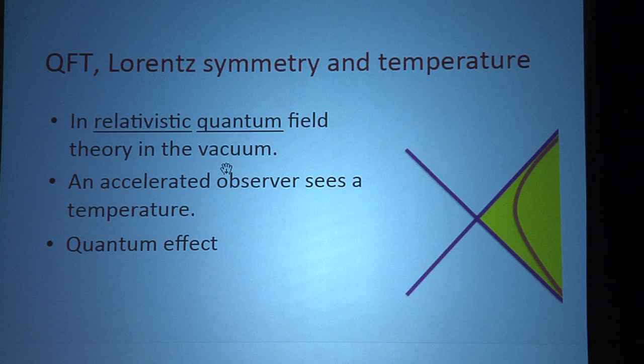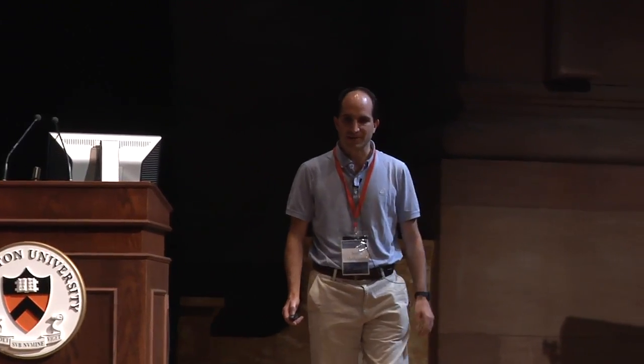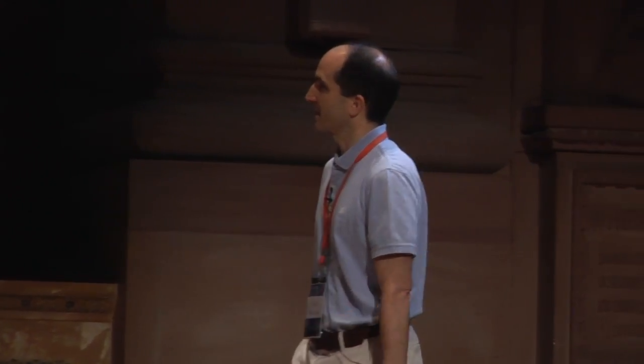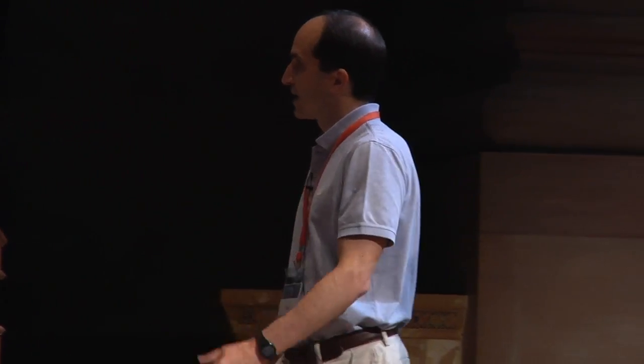So I decided to concentrate my comments on geometry and quantum mechanics. One of the deepest results in quantum field theory is that in the relativistic quantum field theory vacuum, an accelerated observer sees a temperature. This is a quite non-trivial generic prediction of quantum field theory that comes from a joining of relativity and quantum mechanics. Of course, it's well known, and it's recently been used in an important way to understand deep results of quantum field theory.